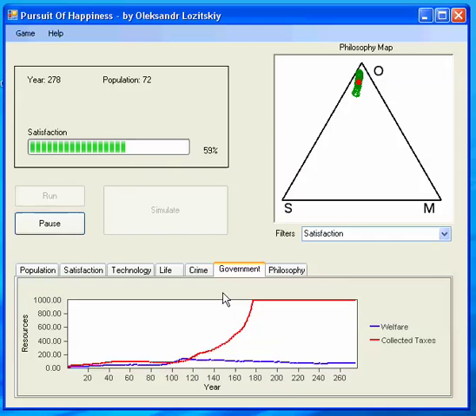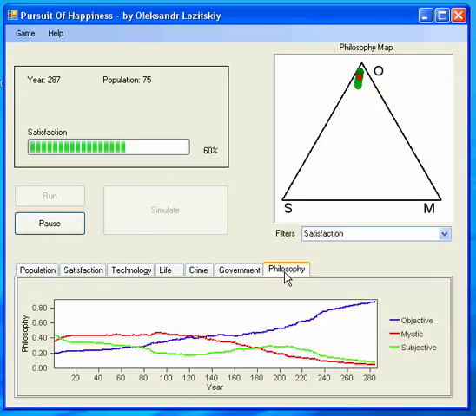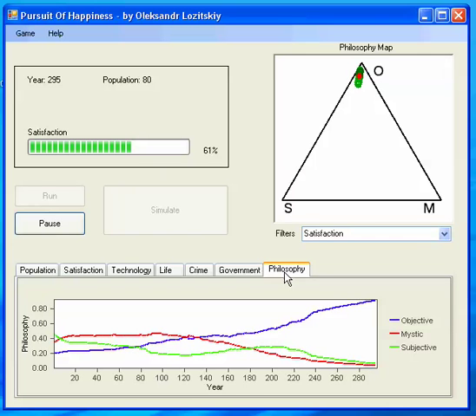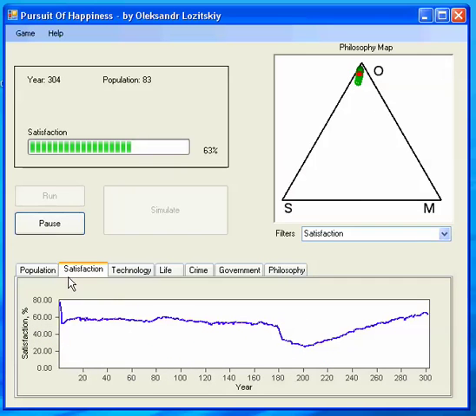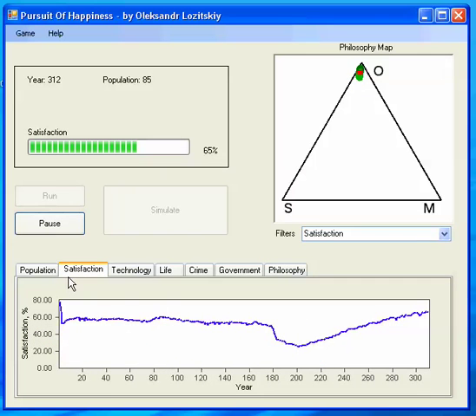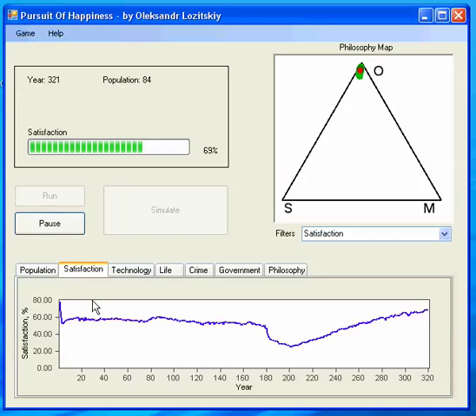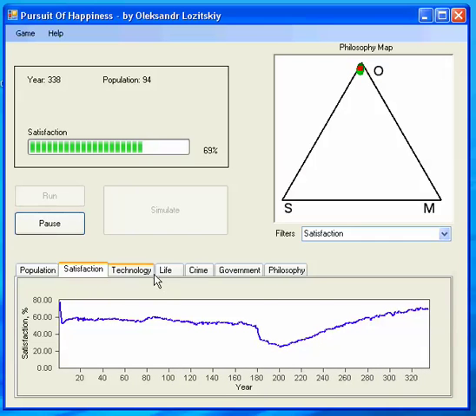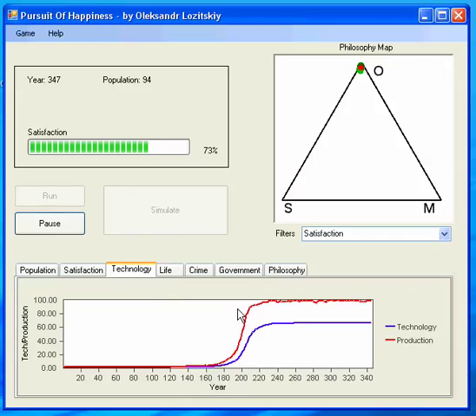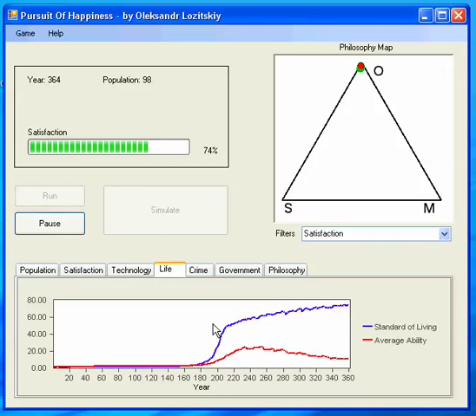So yeah, it looks like we reached a period where after about 200 years there was a sudden dip. The technology and the production and the standard of living suddenly increased, and the people were free to go ahead and move up into a new section.